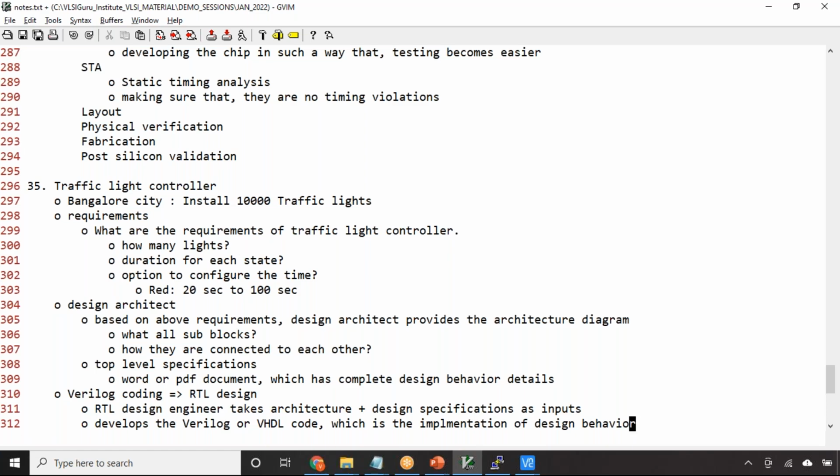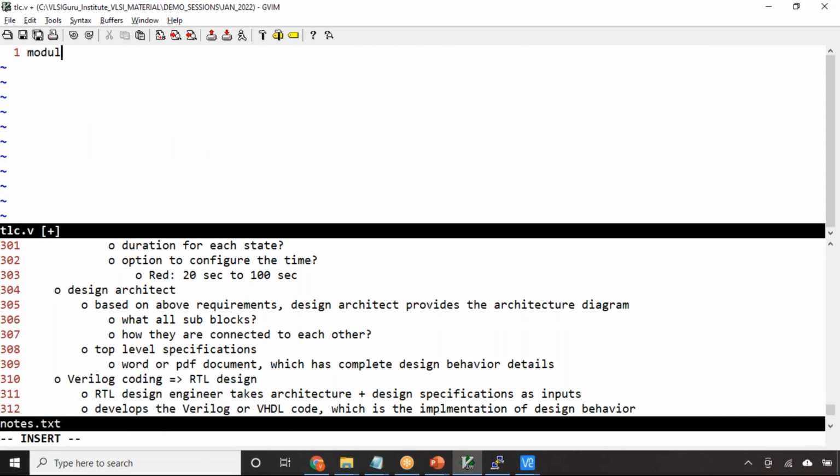In this case, this person will create traffic_light_controller.v. There is a specific style of coding: in Verilog we develop everything below module traffic_light_controller. How many ports are there? Clock, reset, state, and some other control input. Let's say module with input clock, input reset, input control_in, output [1:0] state. Like that, they develop Verilog code. Right now, those who are new to Verilog, don't worry about this code.